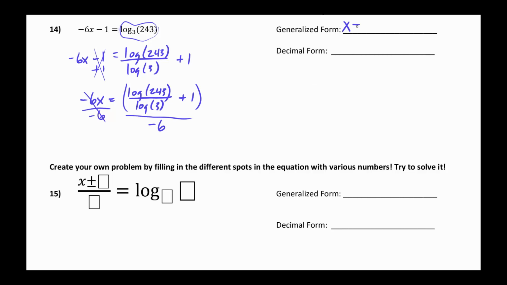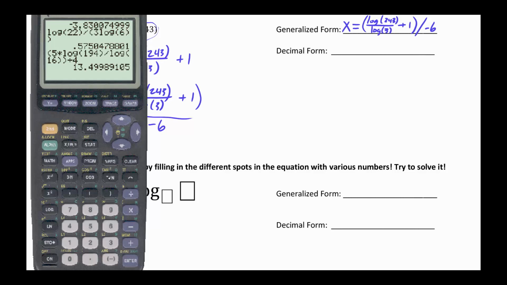So our generalized form, x equals log of 243 over log of 3. I got to go ahead and add 1 to that fraction. That all has to happen in a certain order. And then I get to go ahead and divide by negative 6 here at the end. So that diagonal line dividing, that's our generalized format. You might have to do something like that for a test, but again, we won't make it that difficult. But if you can do a problem like this, you can do any problem.